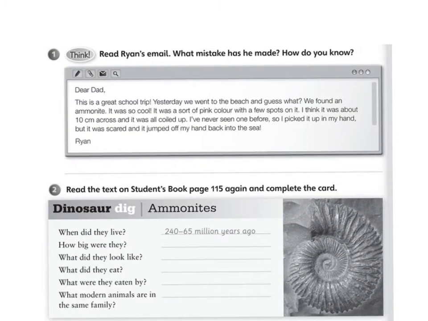It says, read Ryan's email. What mistake has he made? And how do you know? Okay, so think about it.